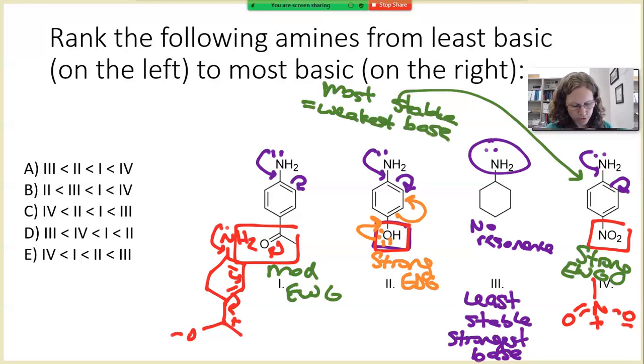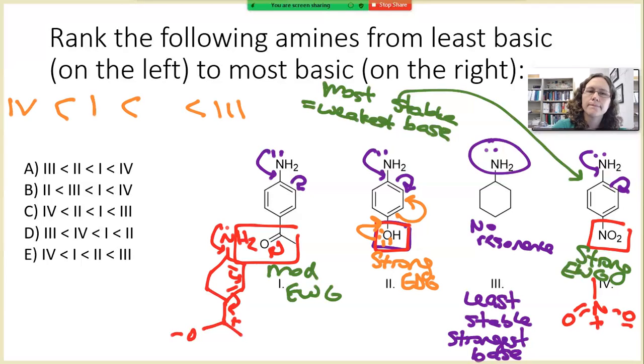So if we're thinking about how to categorize these from least basic to most basic, the most basic we already decided was going to be 3. Least basic we decided was going to be 4. So next we have 1. 1 is going to be less basic than 2 because of the electron-withdrawing group that's present that helps to stabilize the amine electron density. And then 2 is going to be next. So 1, 2, and 4 all have resonance, and that's why they're less basic than 3, which has no resonance.